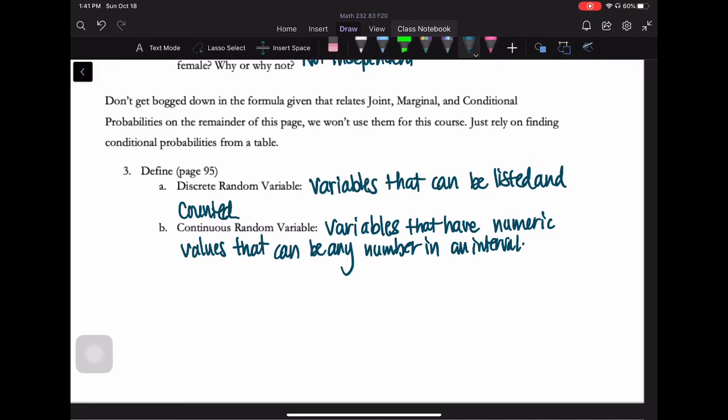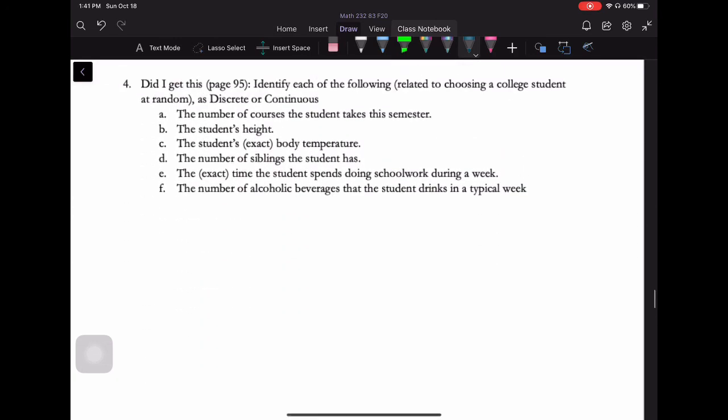A discrete variable is a variable that is listed and can be counted, like number of shoes in my closet, number of credit hours you're taking at the college. Continuous random variables are variables that are numeric that can be any number on an interval. For instance, your temperature. You can't go from having a normal temperature of 98.6 to a temperature of 102 without reaching all of the temperatures in between. That's continuous.